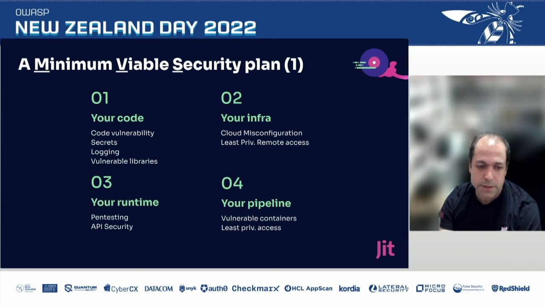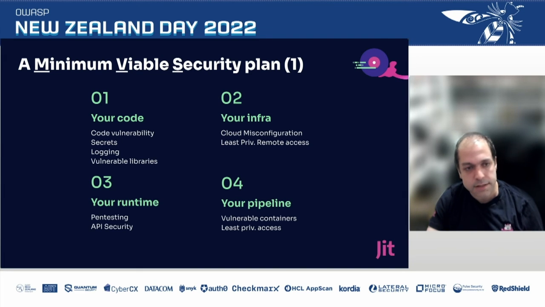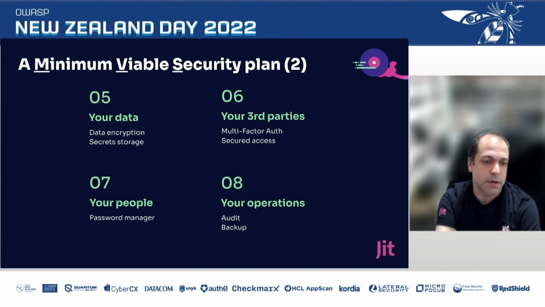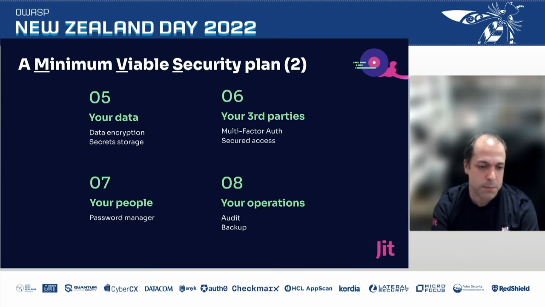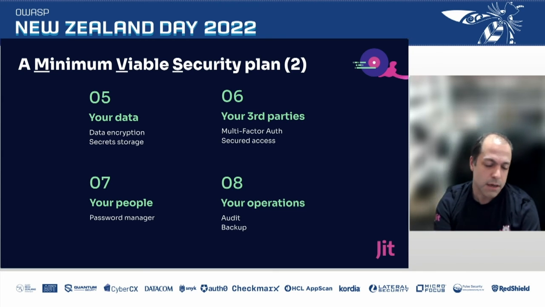For your runtime, do some pen testing and API security. For your pipeline, check also that you're using some least privilege access. Data, you want to make sure that you're encrypting all your data and storage at rest. For your third parties, ensure that you have MFA and you're also securing the access with all your different third parties. We didn't talk about it, but your people is also something that is really important, not only technology. And for that, you can use a password manager. And for your operation, make sure you have audit and backup.